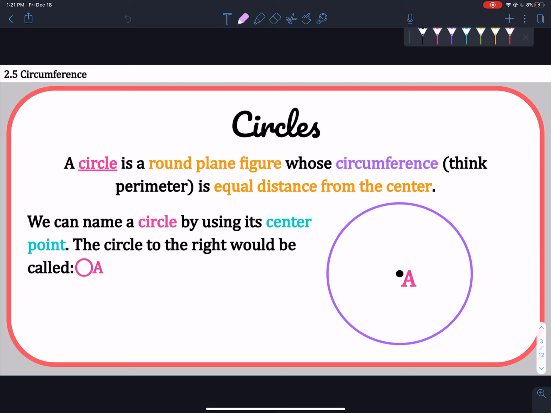So if you notice in our purple circle over to the right, we have a point that is clearly labeled right here, and it is labeled as point A. Because it is the center of our circle, it's directly in the middle of it, that is what we use to name our circle.